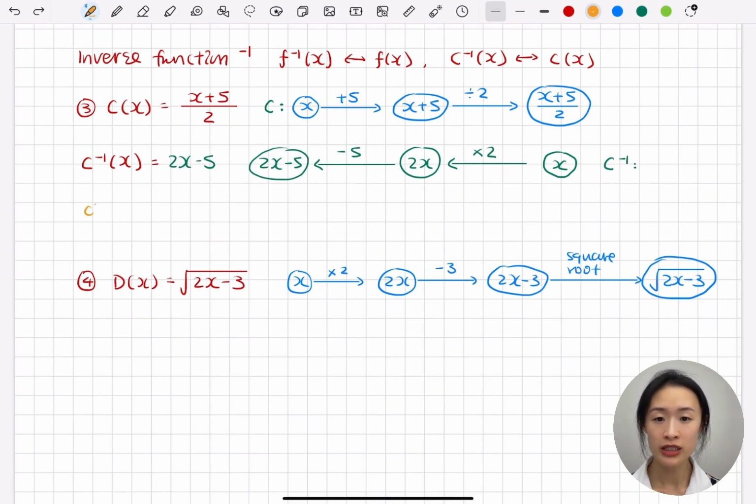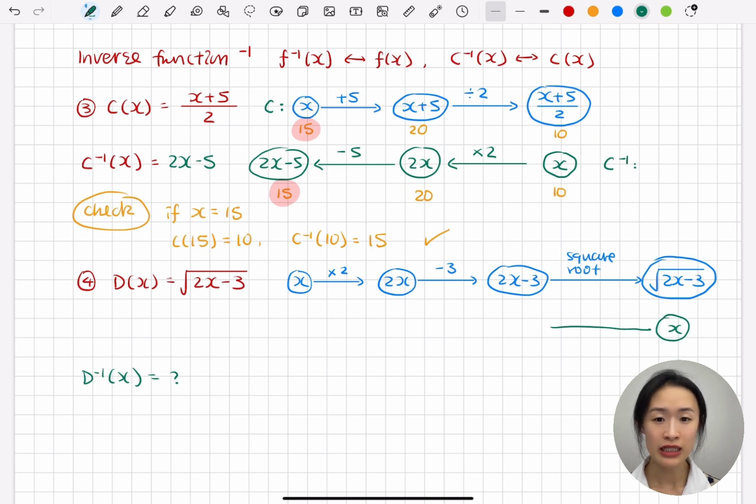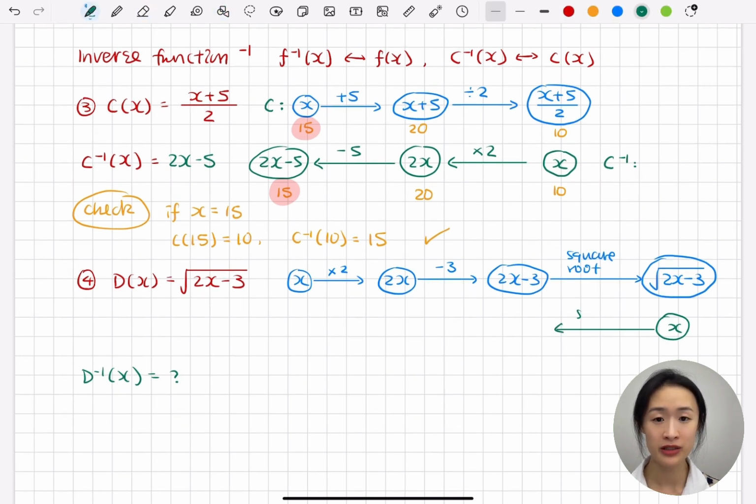Okay, now what we want to do is check to see if this is correct. So if I have the input 15 into C(x), the output is going to be 10. That means if I go backwards, input 10, I should have the output be 15. And as we can see, this is the case. So we can be sure that we've got the correct answer. Now let's look at D(x). What is the inverse of D(x)? The inverse of square root is square. The inverse of -3 is +3. And then the inverse of times by 2 is going to be divided by 2. So our D inverse is going to be (x squared plus 3) over 2.